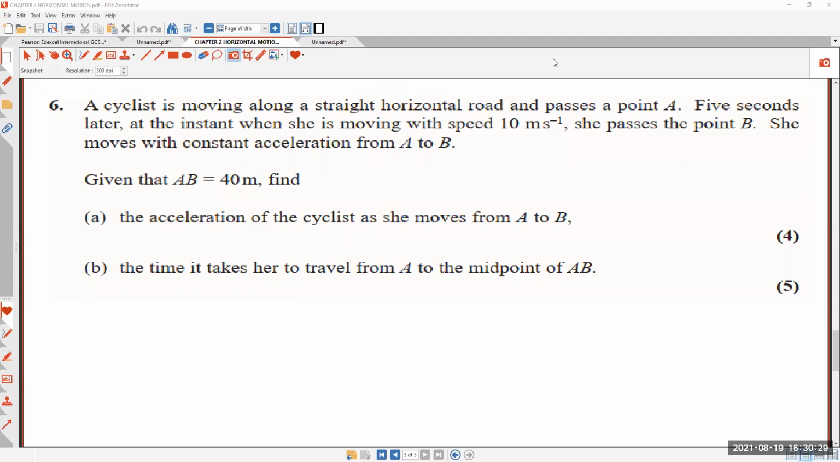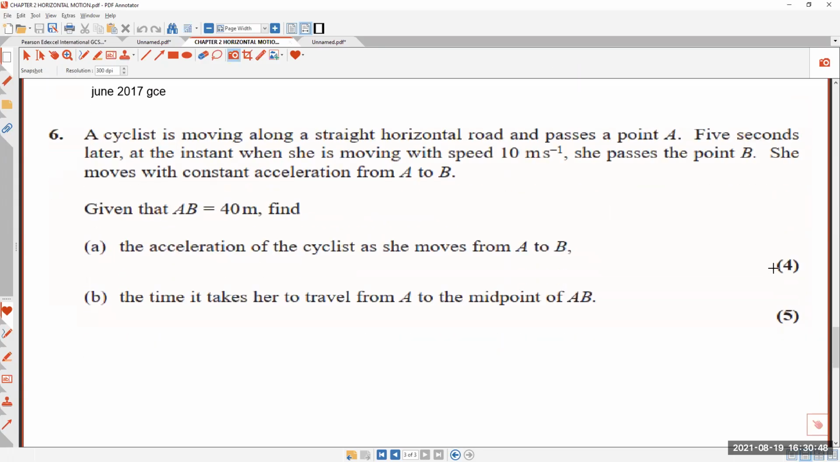A cyclist is moving along a straight horizontal road and passes a point A. 5 seconds later, at the instant when she is moving with a speed of 10 meters per second. Okay, 5 seconds later, passes point A. This is from June 2017 GCE.